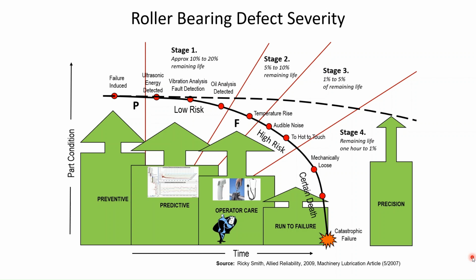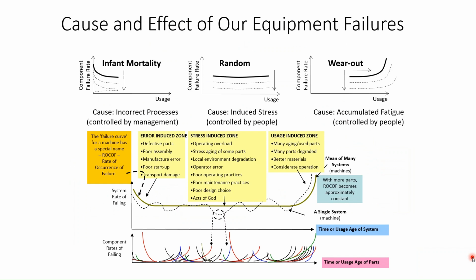You can also observe the best suggested maintenance strategy at different severity stages and the sensitivity of measuring techniques in determination of defect severity. Cause and effect of our equipment failures. Infant mortality cause: incorrect processes, controlled by management. Poor quality control in vendor selection and/or product progress monitoring. Error-induced zone: defective parts, poor assembly. Manufacturer error, poor commissioning, poor startup.